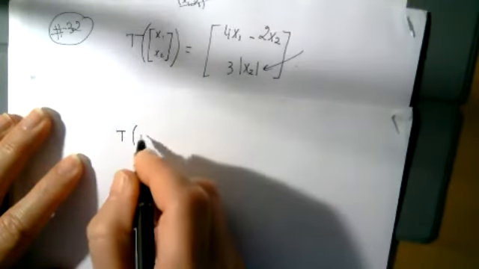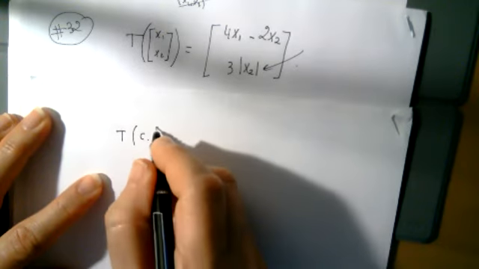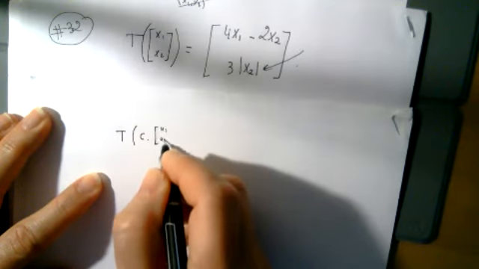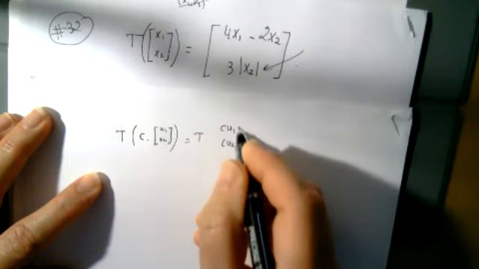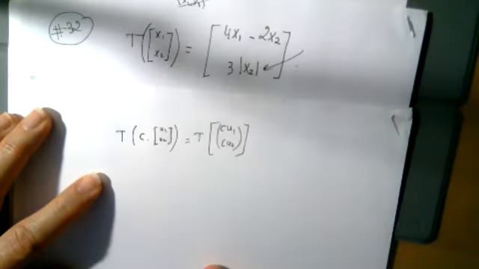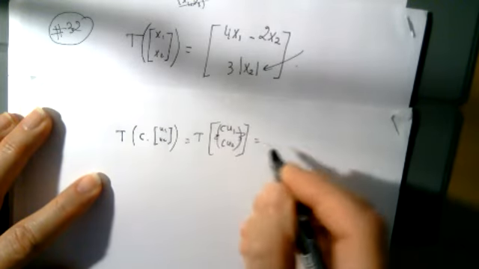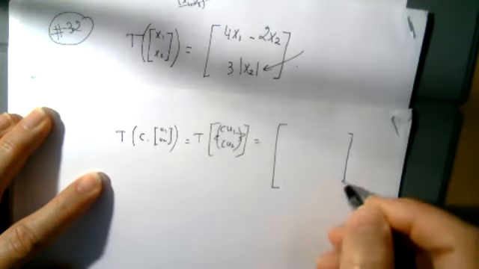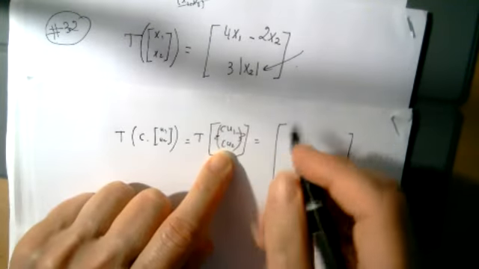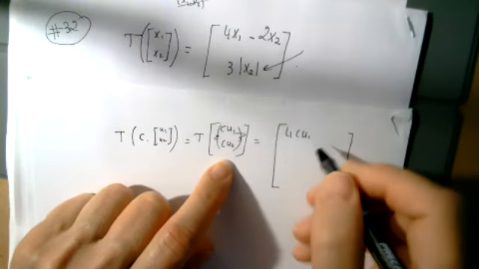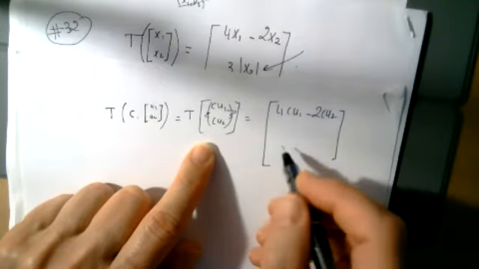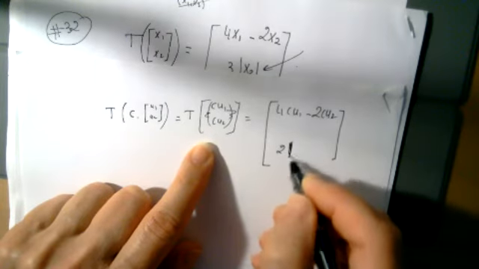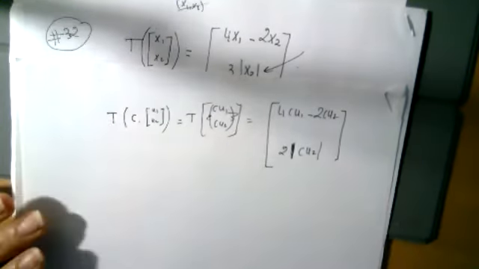Suppose I compute T of C times a vector U, U1, U2. You can write U1, U2, you can write X1, X2, I don't actually care. It means that's T of CU1, CU2. That's the picture in general. So let us see what this is equal to. It's 4 times the first component minus twice the second component. And here, what should go? It's 2 times the absolute value of CU2.